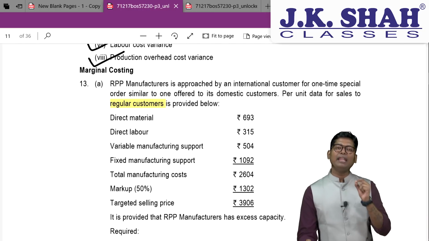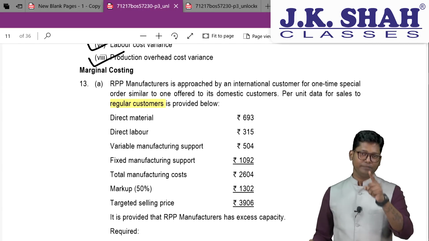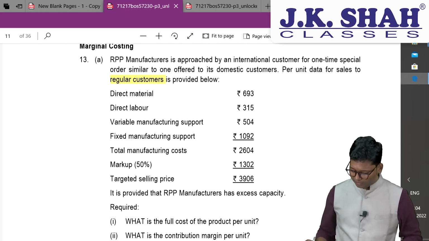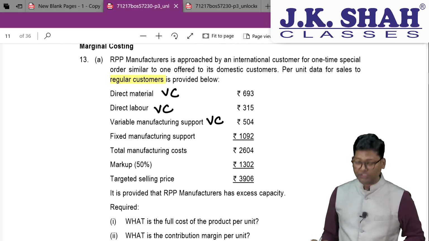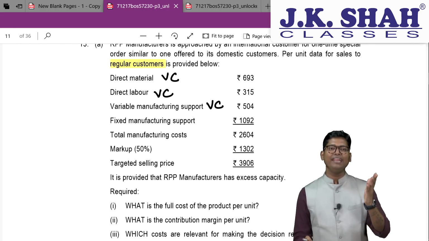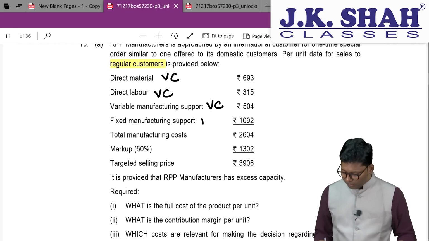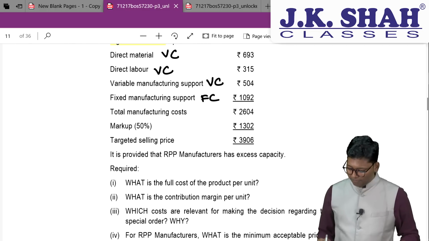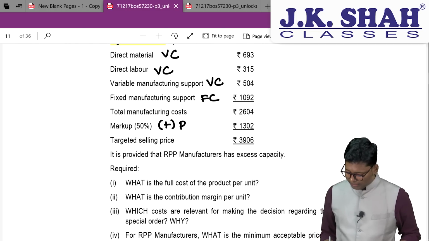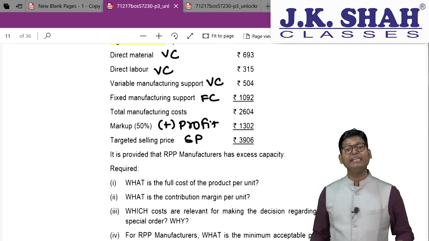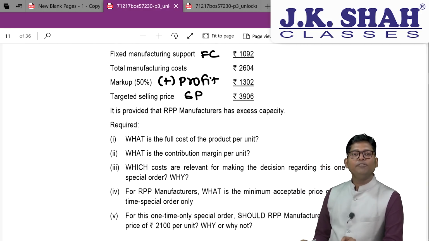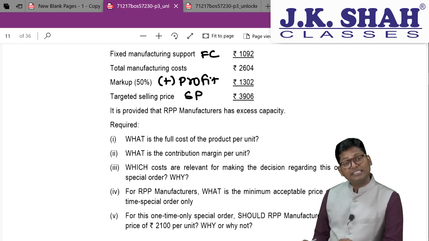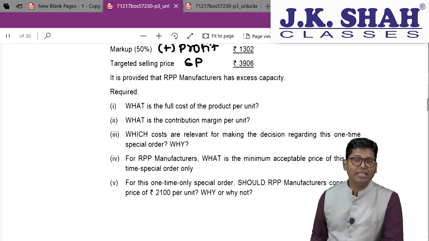Whenever you are supplying product to the regular customer, these all expenses you incurred. Material cost, direct labor cost, variable cost, these all are variable in nature. All the direct costs are variable in nature. Fixed cost is given, total manufacturing cost is given, markup is nothing but profit, profit is added to the cost, and selling price, targeted selling price is computed. It is provided that RPP manufacturers has excess capacity, they have spare capacity available with them.